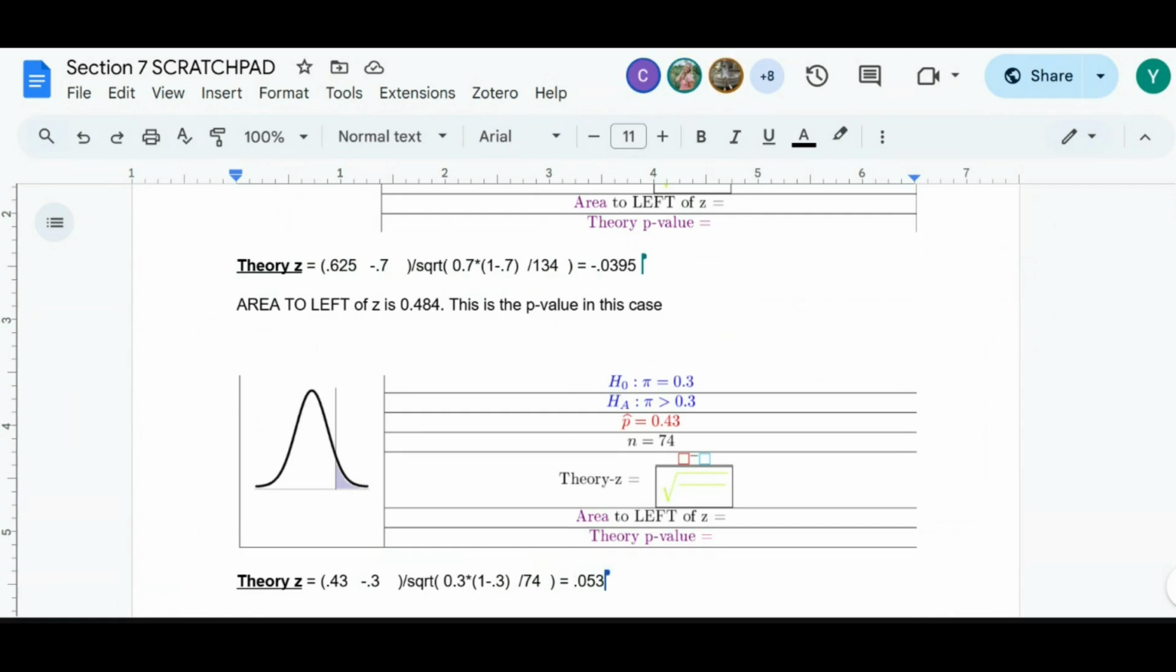0.053. Anyone, do we agree? Are you all getting this same number with the rest of the class? We got a different... Oh, for the first one? Okay.